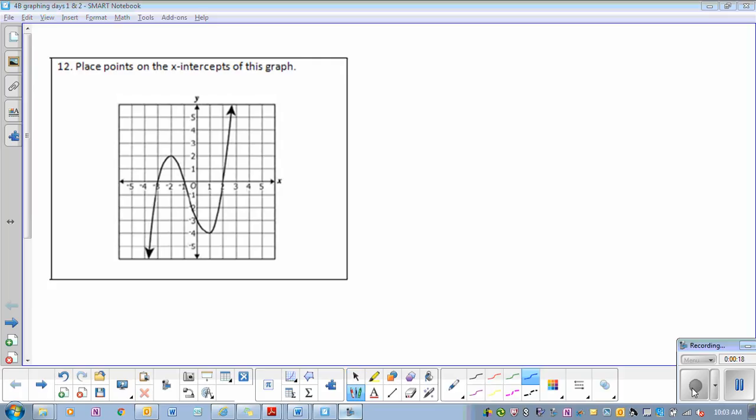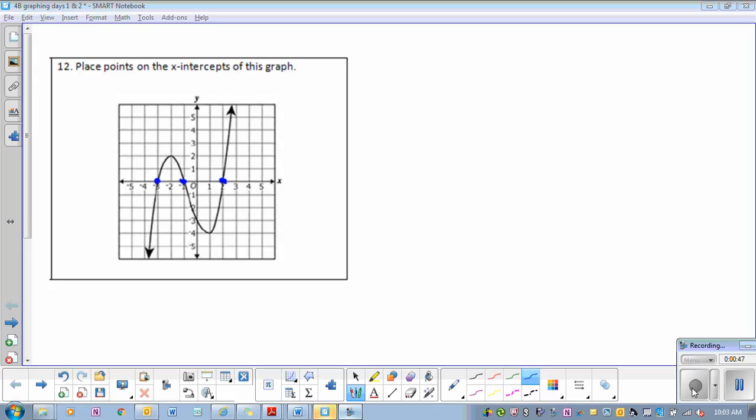So mine says number 12, yours should be number 2, right? Place points on the x-intercepts of this graph. Guys, the x-intercepts are where the graph crosses through or touches the x-axis. And -1, right? You should have 3 here. Everyone get that? That's all you're doing. Just placing a point on it.